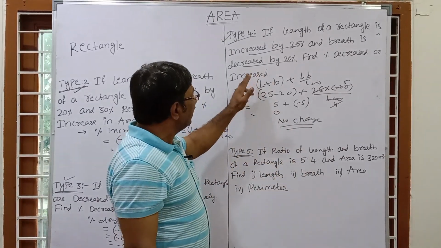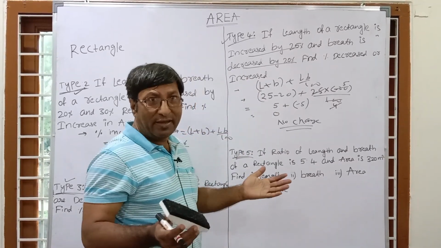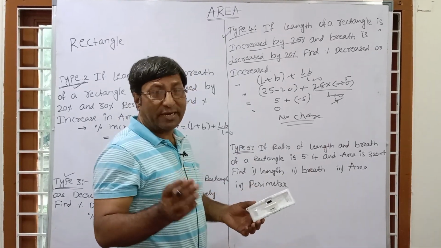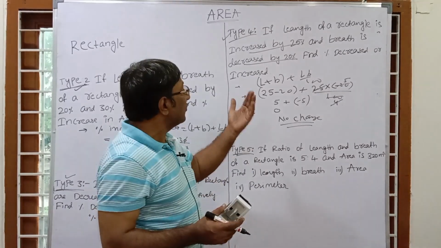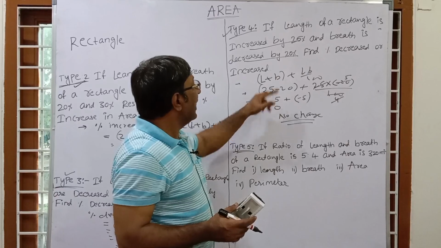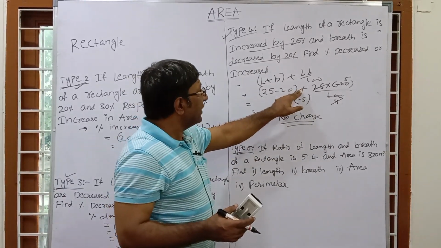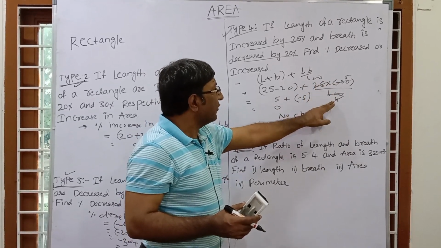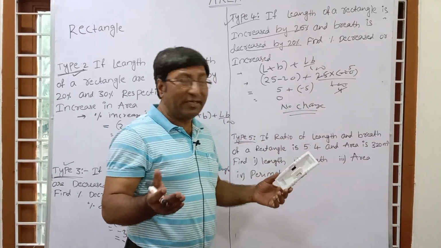For any question of this type, just use the same technique, L plus B plus LB by 100. When length increases, you take a positive sign, and when L or B decreases, you take a negative sign. Just like in this question, increase in length 25%, we take plus 25, and decrease in breadth 20%, we take minus 20. So our right answer is no change in area.